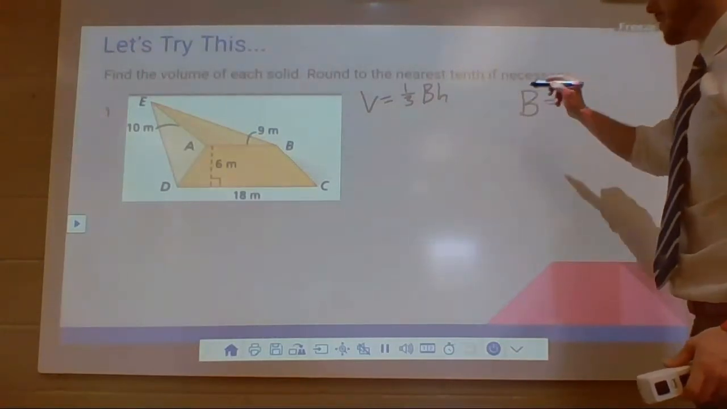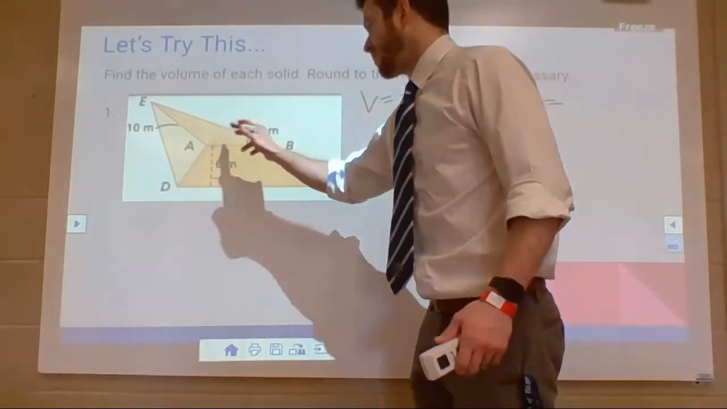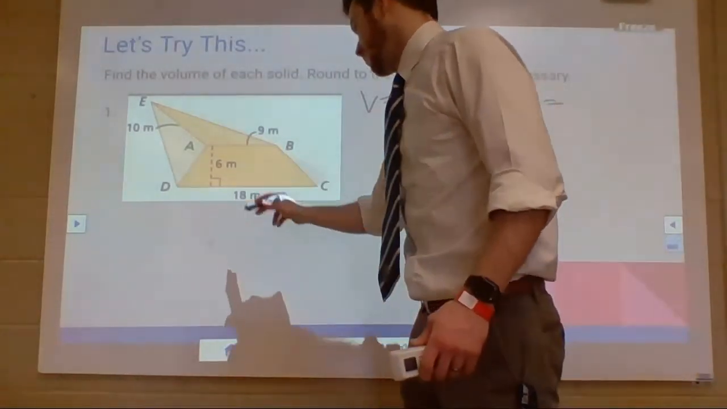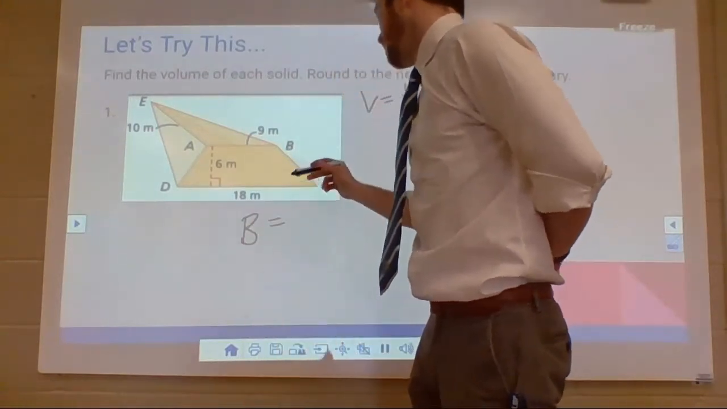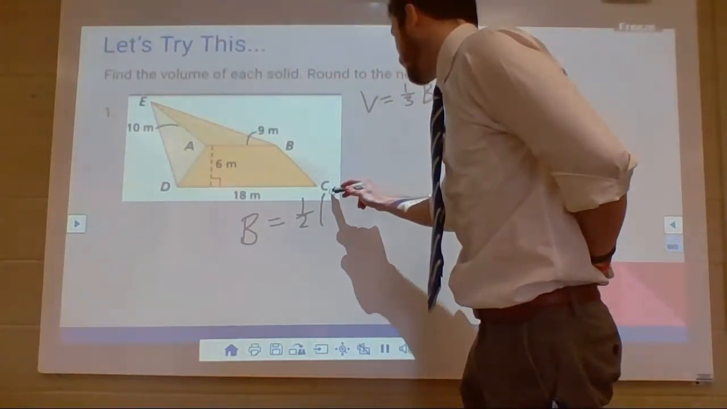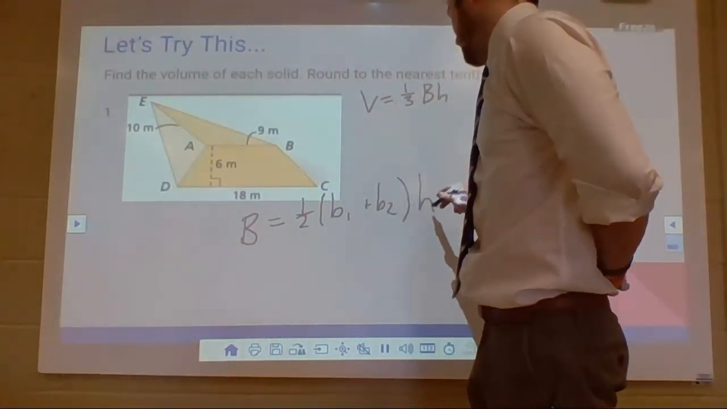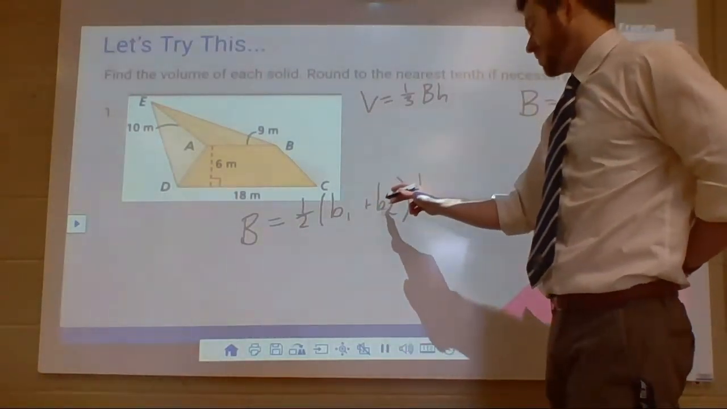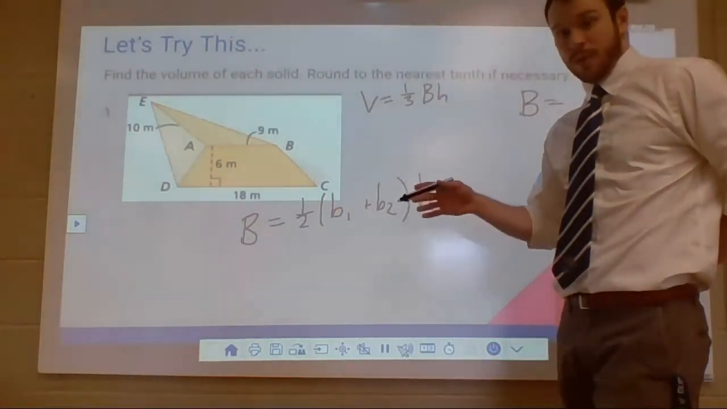Now, what is the shape of the base of this pyramid? We have a pyramid here. Well, it's a trapezoid. Now, there's a couple different ways we can find the area of the trapezoid. So we can say that the area of the trapezoid is 1/2 times base 1 plus base 2 times the height. Maybe you've seen it as base 1 plus base 2 divided by 2 times the height. That's the area formula for a trapezoid. You may want to write that down.